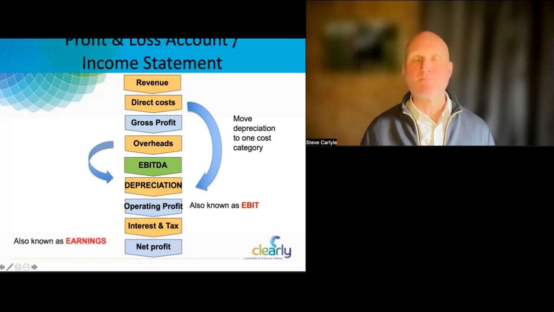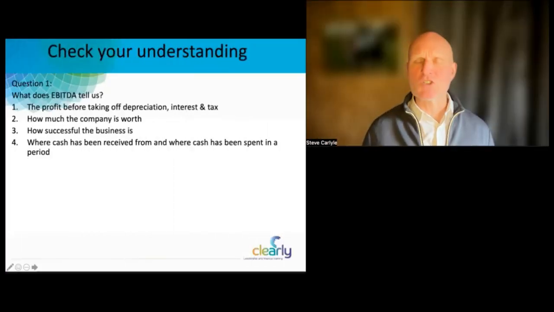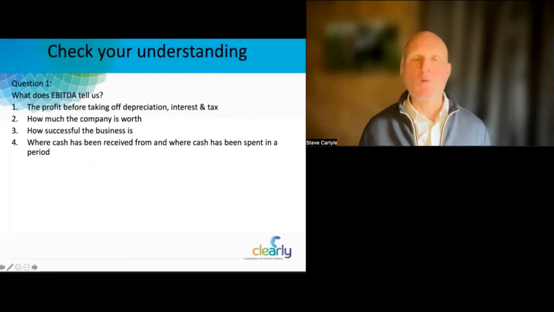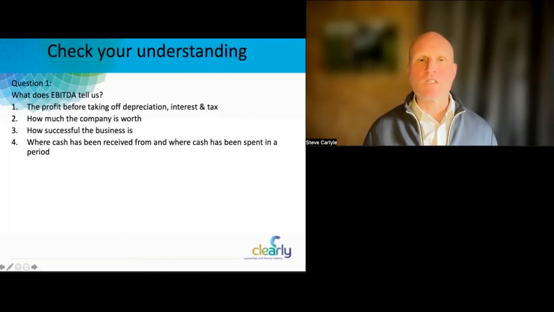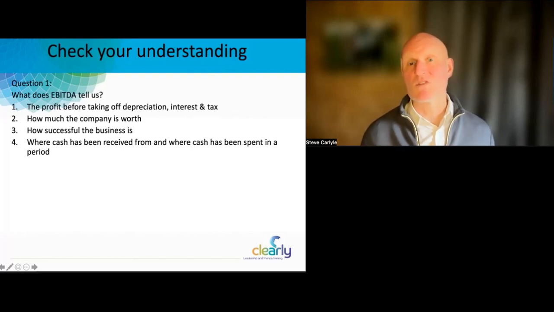Okay, let's move on now. Let's just check our understanding. So only one question there. What does EBITDA tell us? Well, EBITDA tells us what the profit was before deducting depreciation, amortization, interest, and tax. So it's very simple. It's answer number one. There are lots of other things we could say about EBITDA, but those other things aren't numbers 2, 3, or 4. The answer is answer number one there. I hope you got that.